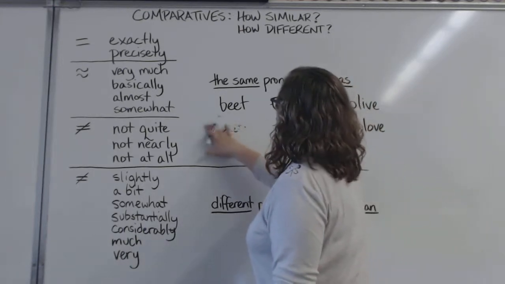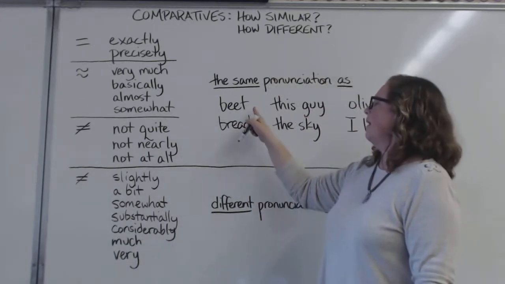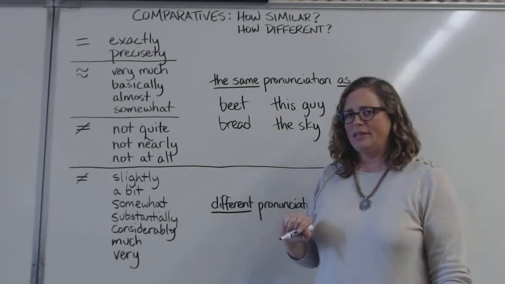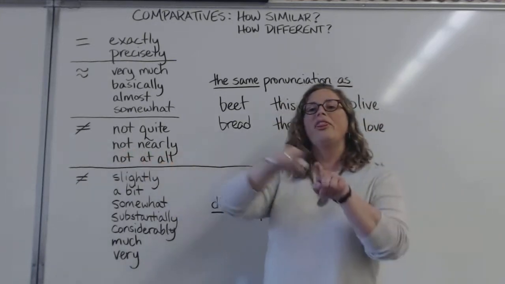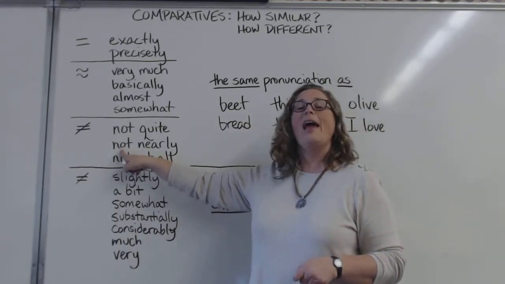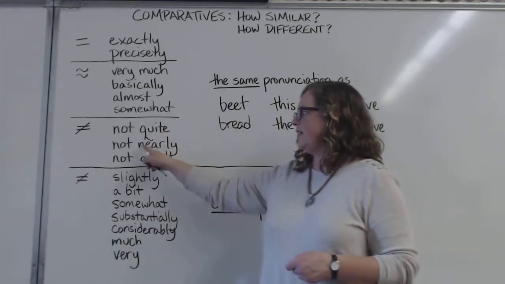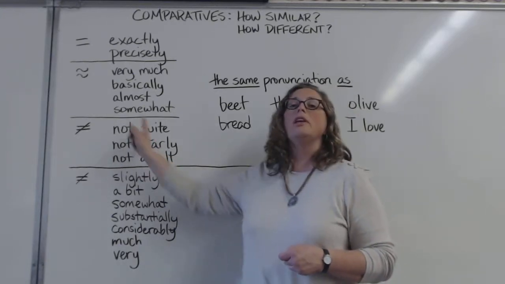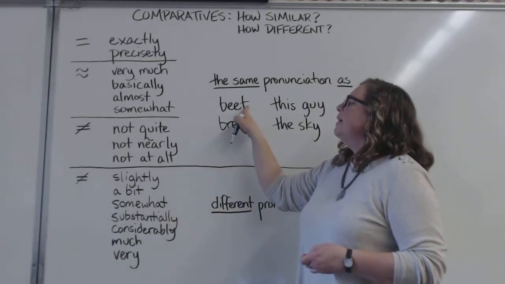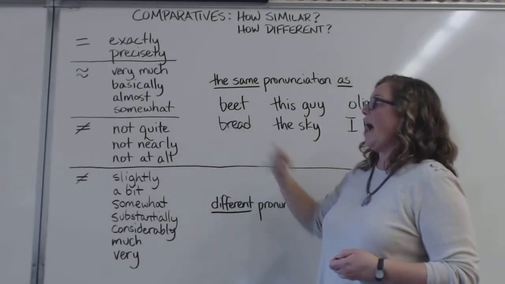If I did these two words, beet and bread, I would say beet and bread do not have nearly the same pronunciation. Notice I'm using not with the verb, right? Beet and bread do not have nearly the same pronunciation. So don't think that these always need to be together. This will usually go with the verb. Or I could say that beet doesn't have nearly the same pronunciation as bread.